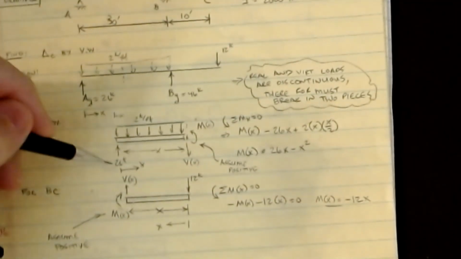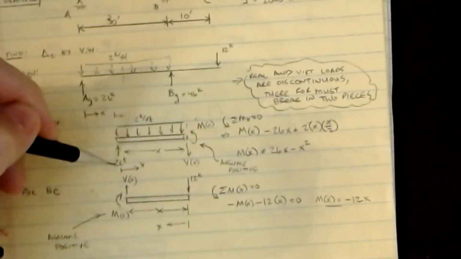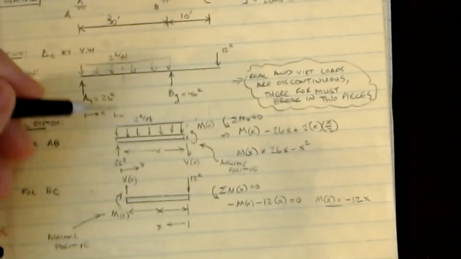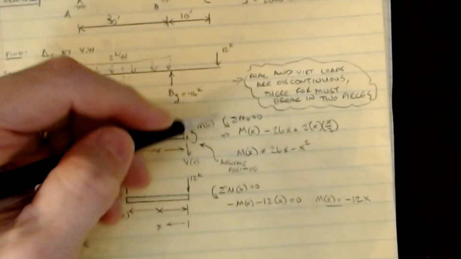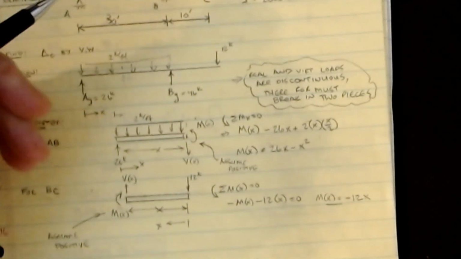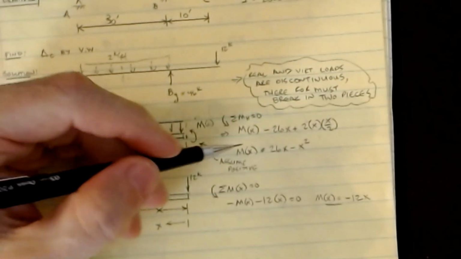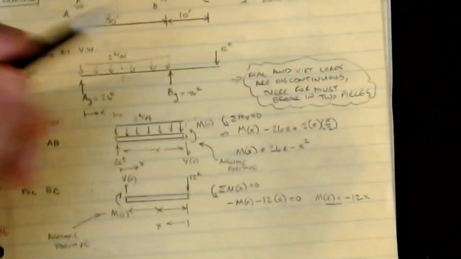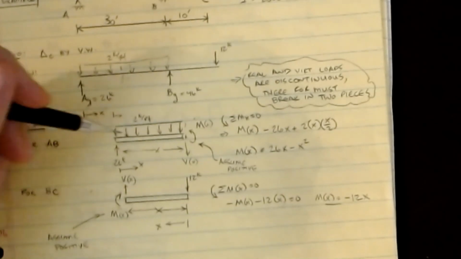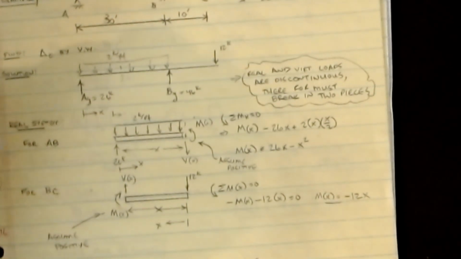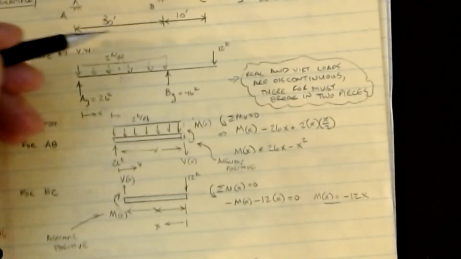And then the 26 kips here is being multiplied by x, and it's a negative moment by my sign convention. Again, I'm assuming counterclockwise positive here. So the real moment here is equal to 26x minus x squared for that span of the beam. And again, that's only for member AB, which is the interval 0 less than x less than 30.